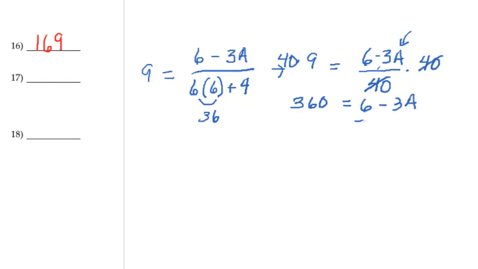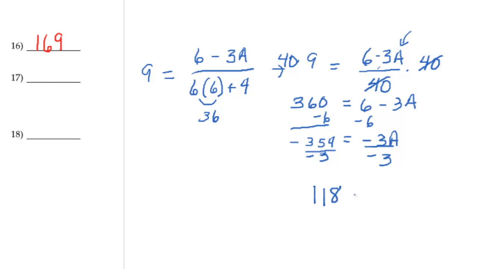Solve for a, so let's subtract 6. We have 354 equals negative 3a. Now we divide both sides by negative 3, and positive 118 equals a. It's always good to go back and substitute these into the original equation to check them, but I'm going to leave that to you so that I can move on to the next problem. Especially when you're taking your quizzes and tests, you will definitely want to check these, since the quizzes and tests are multiple choice.